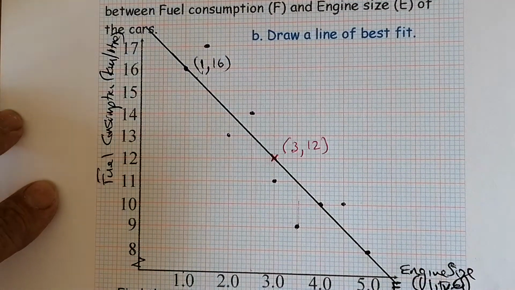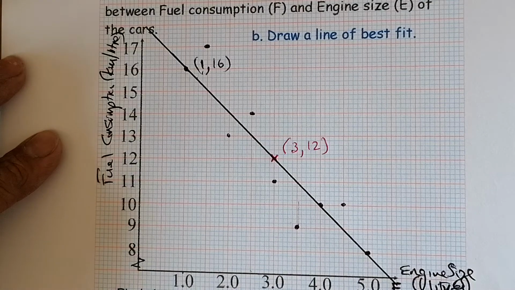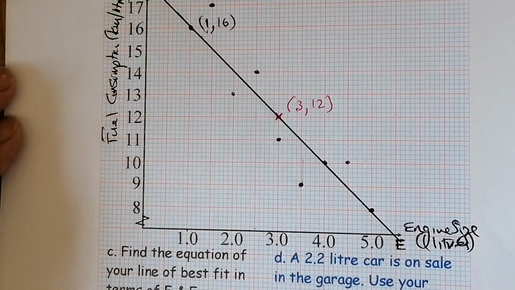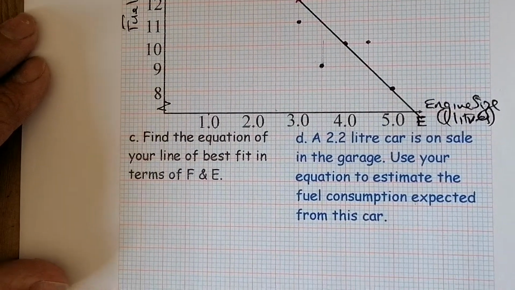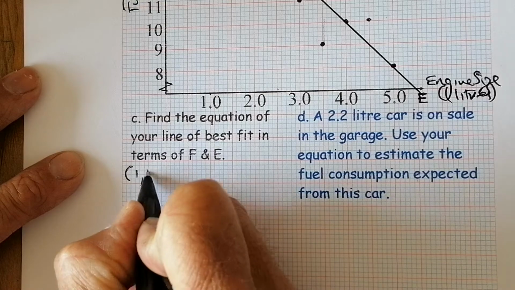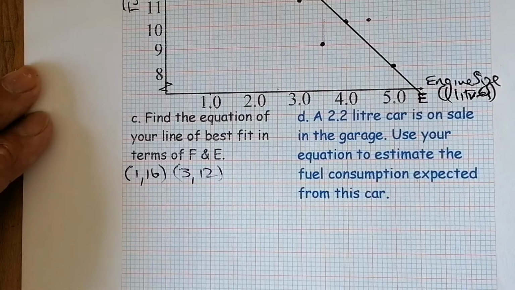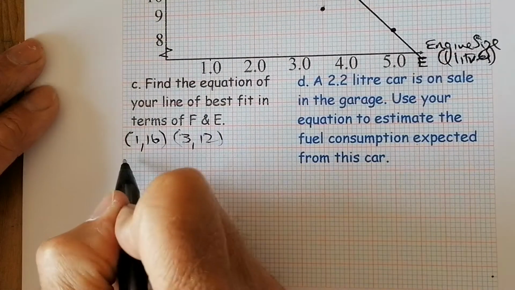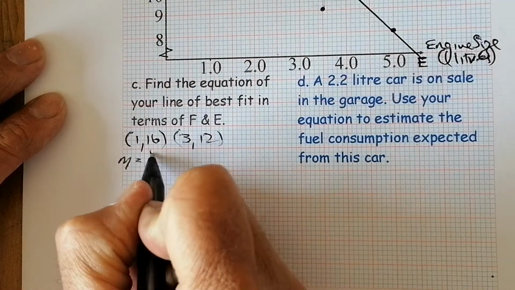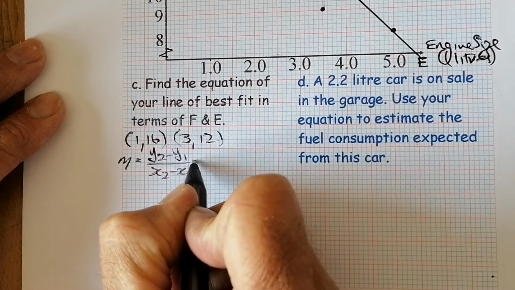Right, so what I'm then going to do is work out my gradient. My gradient is equal to y2 minus y1 over x2 minus x1. And we should expect a negative number coming out of this because it's a negative gradient. So I'll just write down the points that we're going to use, because I know that we're just off the scale here. 1, 16, and we're using that mean point, which was 3, 12. So I'm going to work out my gradient first. My gradient is equal to y2 minus y1 all over x2 minus x1.